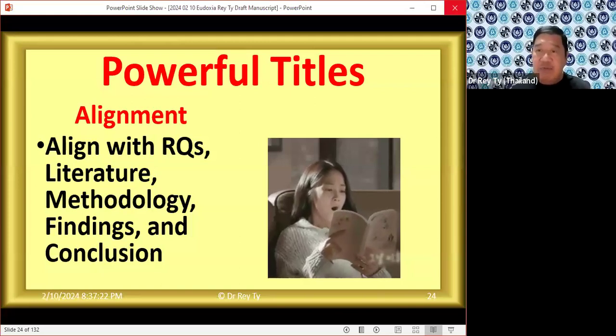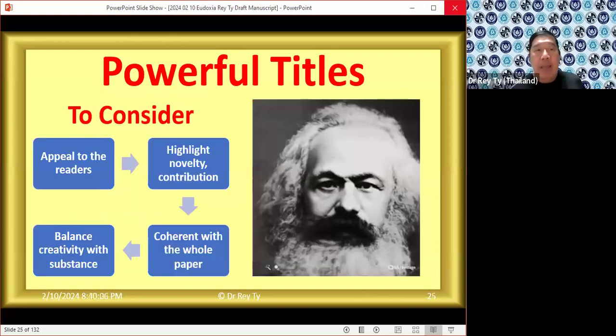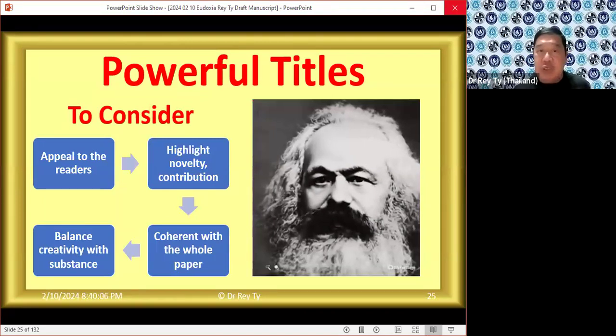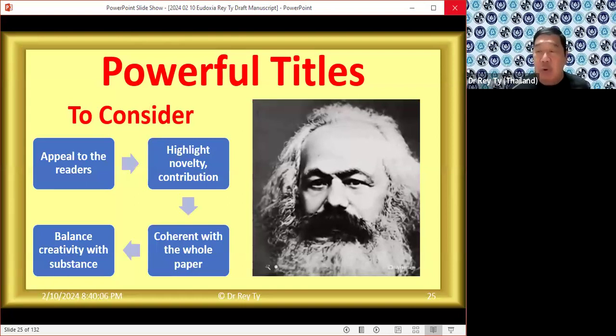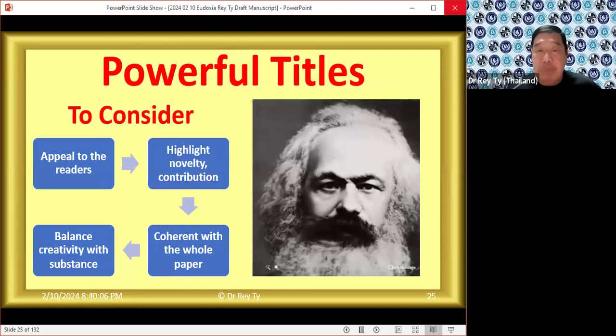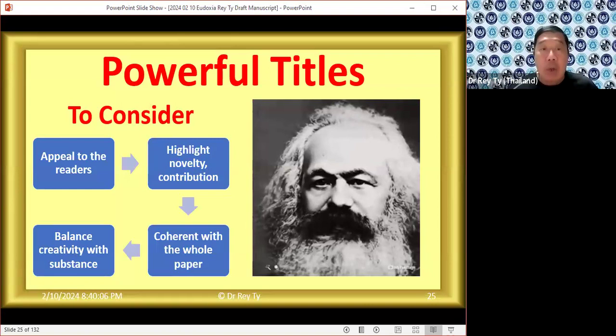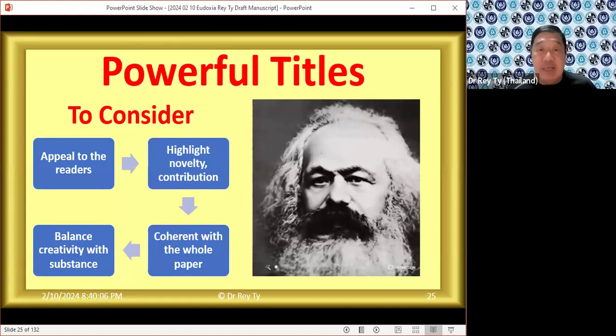Okay, so titles are very crucial when you submit to, let's say, a journal with a theme or a conference with a theme. But annual or regular conferences usually do not have themes because they are just annual and regular. But those special conference themes, you must pay attention to them if there are. Okay, to consider, your title must appeal to the readers. It should highlight what is new. If you're only repeating something we already know, it will not likely be accepted. Or what is the contribution of your paper to existing knowledge?